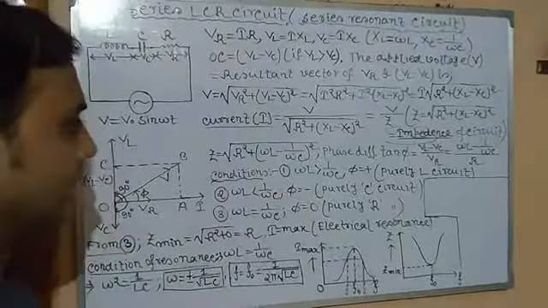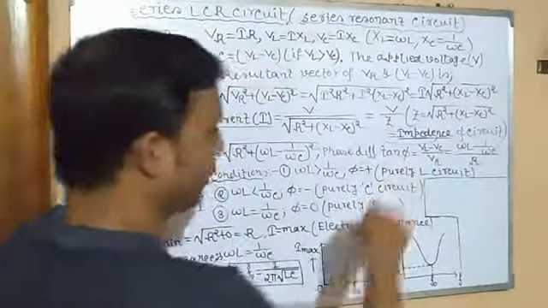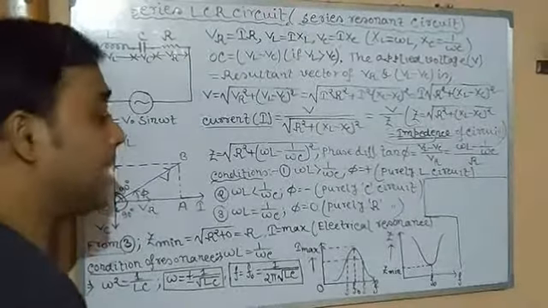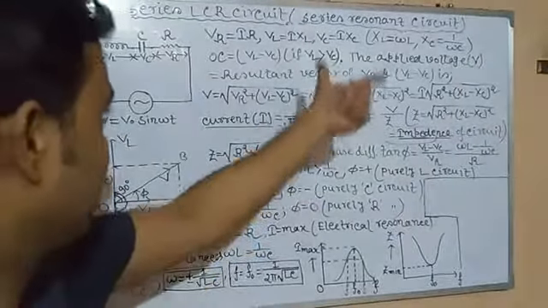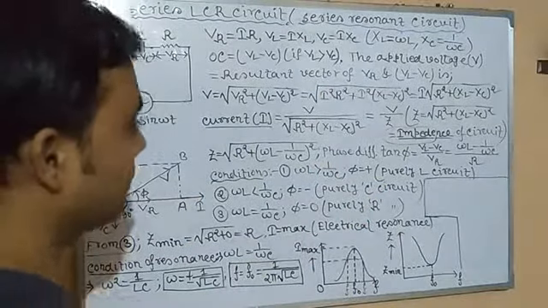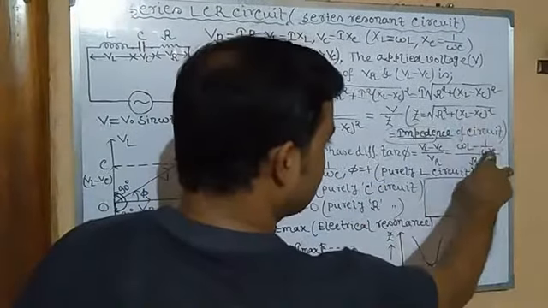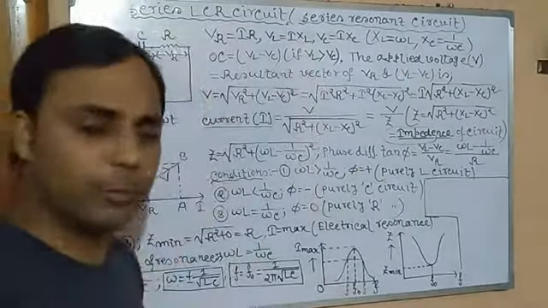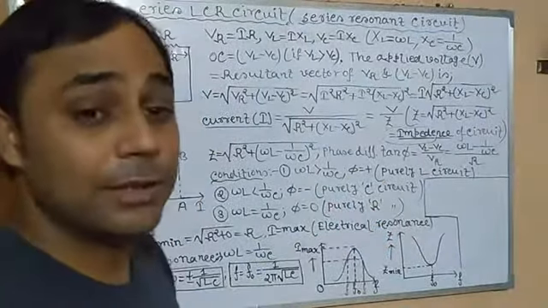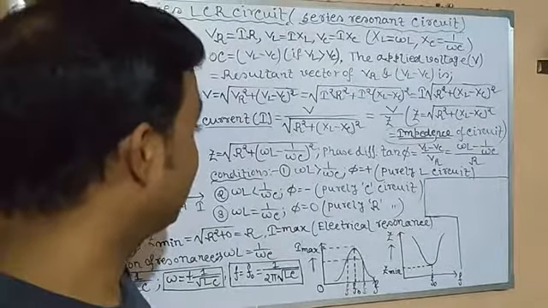Condition number 1. If omega L is greater than 1 by omega C, it means if inductive reactance is greater than capacitive reactance, that is XL greater than XC, then what would happen? Since it is greater than 0, phi will be positive. Tan phi will be positive. So phi is positive.